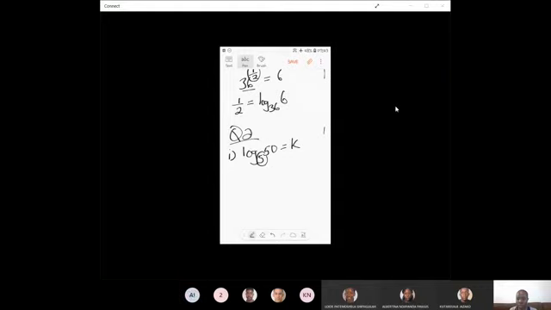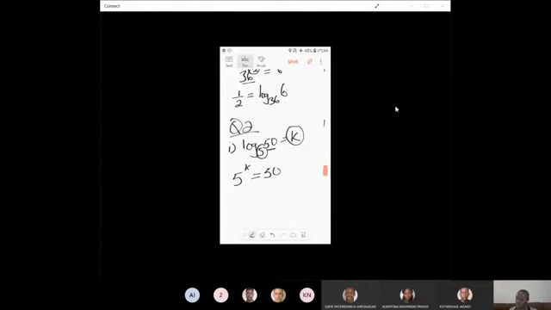That 5 is the base, and the subject of the formula is your exponent, and then that is your argument. So it is always base to the power of exponent is equal to argument. So that's how you would rewrite it.